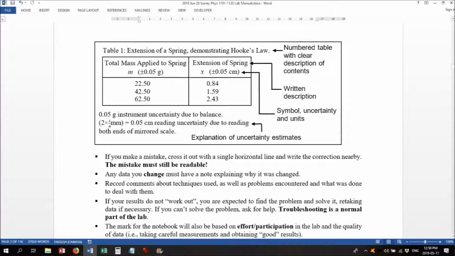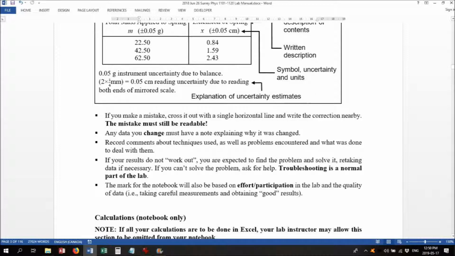One thing I'll add to this is that it's totally acceptable to have a percent uncertainty in your table. So for example, in the acceleration on an incline experiment, one of the uncertainties on your time is 1%. So it would be fine to put 1% in your column heading.